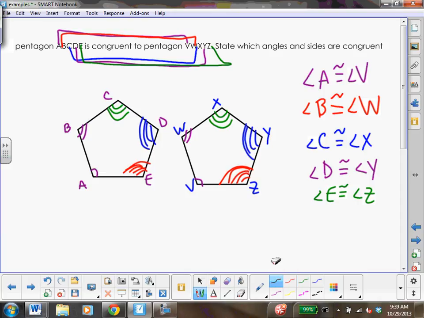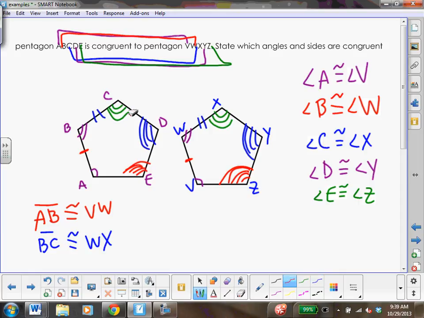The picture helps us especially when figuring out congruent sides. So AB will have to be congruent to VW. BC will have to be congruent to WX. CD is congruent to XY.